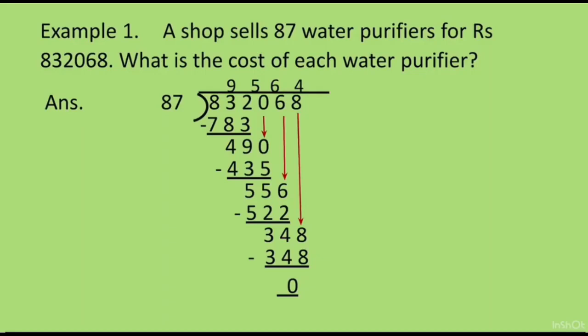As we have done division before also, and it is shown in my previous videos. So in case you don't understand this, you can watch those videos also. I have shown you the method. After the division, you will get the answer rupees 9,564.